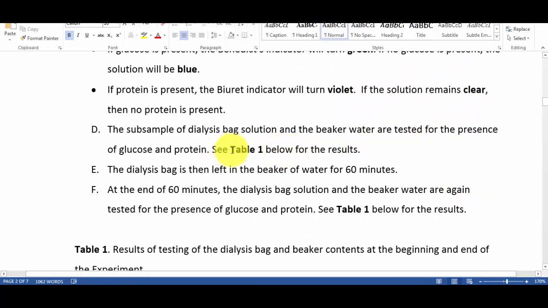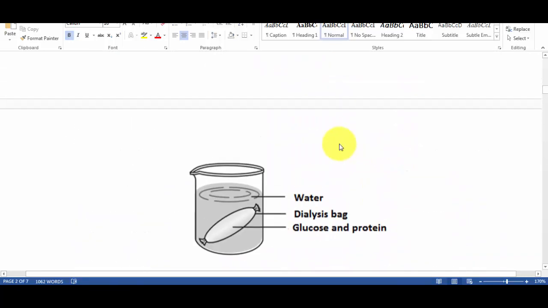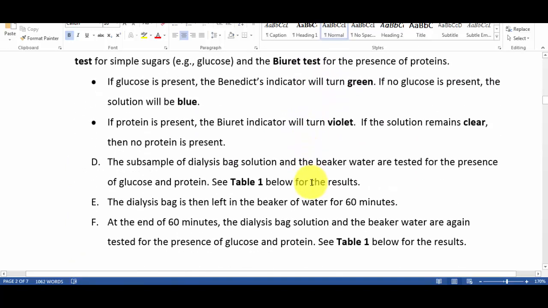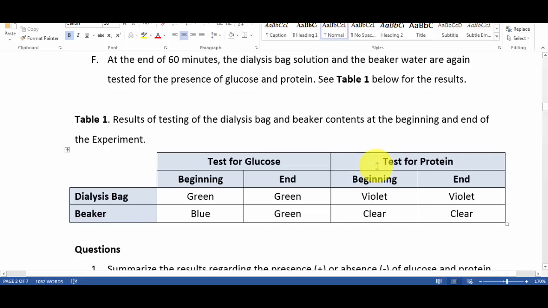And like I said, you would test the dialysis bag and the water. So what ended up happening is you soak this bag for, I believe it indicates here, 60 minutes. They then did some testing on the bag and the water. So here's the dialysis bag across, here's the beaker of water.